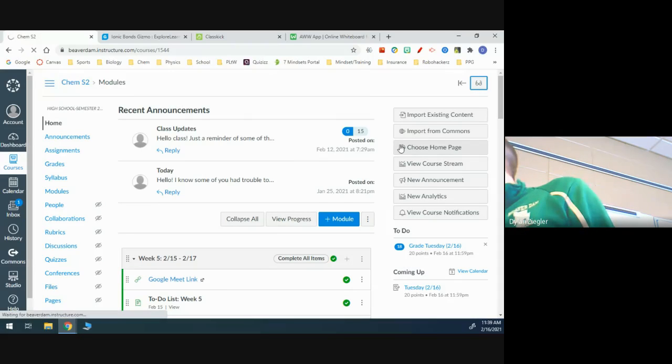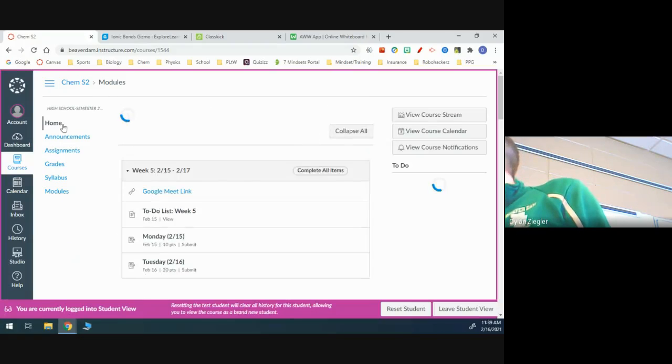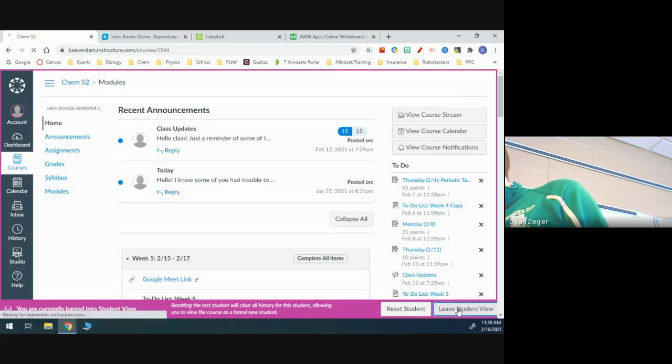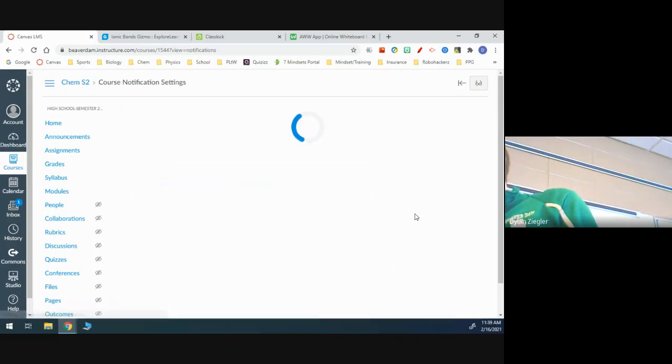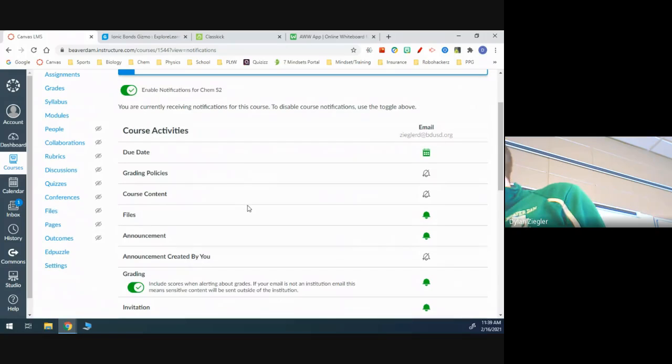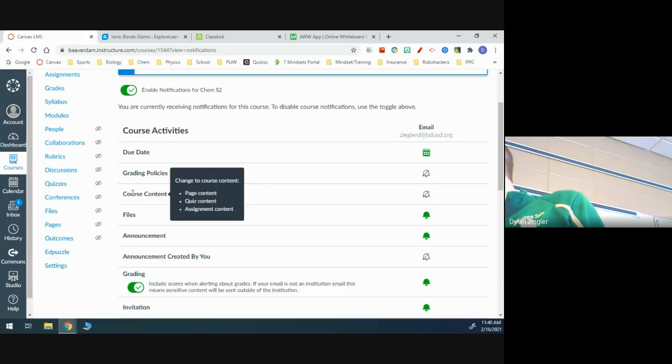So actually, if I go into student view, it won't let me see it. So I got to stay in teacher view. And so this will look somewhat different for you guys. All right, but when you go through your notifications, you should be able to see course content. That's like if I make a change, like if I write something and I think that direction doesn't make sense, or I misspelled a word. You don't necessarily need a notification for that.